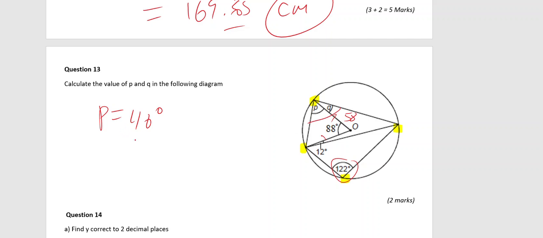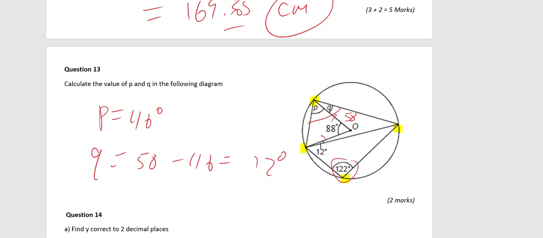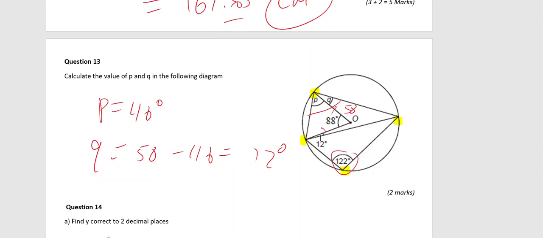Now we already know P is 46 degrees, so Q must be 58 subtract 46, which gives you 12 degrees. Okay, so that's how you work it out. You needed to use two theorems here.